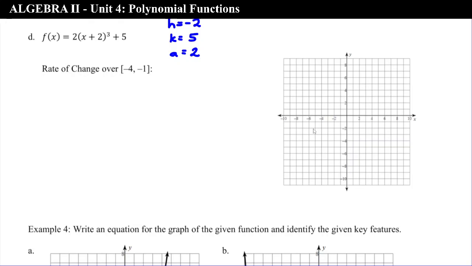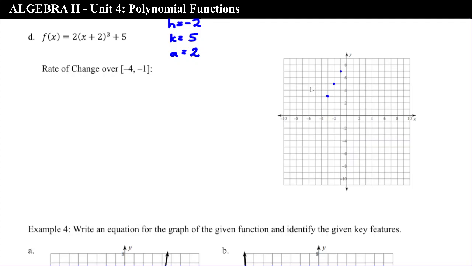So, from here, let's see if we can graph this function. So we go over back 2 and down, or I should say up 5, our h and k. And we are stretched by 2. So we go over 1, and instead of going up 1, we go up 2. And it's going back down 2. And going back 2, instead of going down 8, we're going to go down 16.